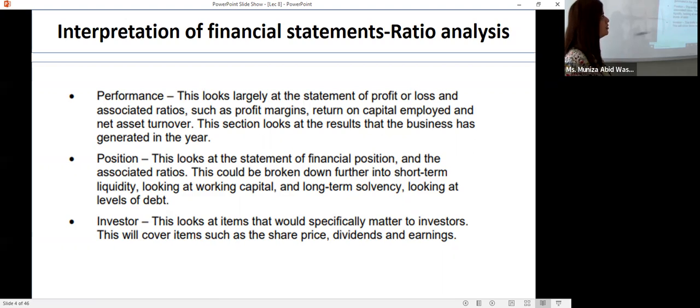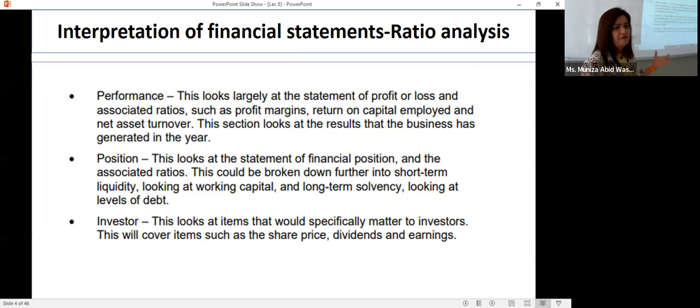So for performance, this looks largely at the statement of profit or loss and associated ratios. When we want to look at the performance of a company in any accounting period, we can use the profitability ratios. The profitability ratios help us analyze the performance of a company in any accounting period. Say, for example, if we want to know how profitable the company has been over a period of time, it means that we are trying to judge the performance of the company over the passage of time. And the type of ratios which can help us in this regard are known as profitability ratios.